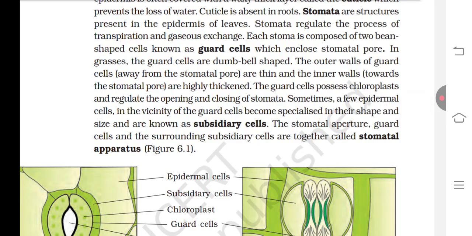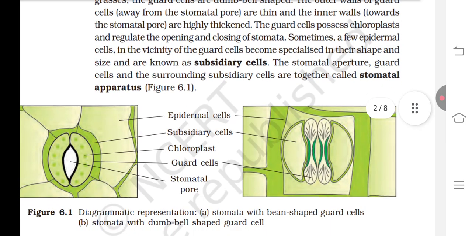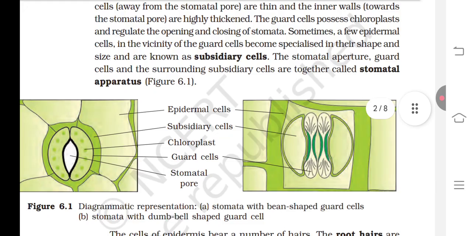Each stomata is composed of two bean-shaped cells known as guard cells, which enclose the stomatal pore in gases. In grasses, the guard cells are dumbbell shaped. The outer wall of a guard cell away from the stomatal pore is thin and the inner wall towards the stomatal pore is highly thick. The guard cells possess chloroplasts and regulate the opening and closing of stomata.